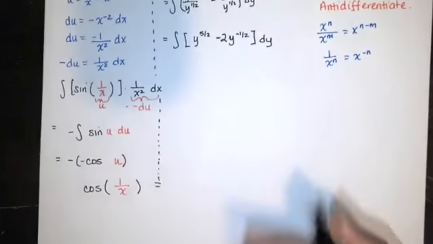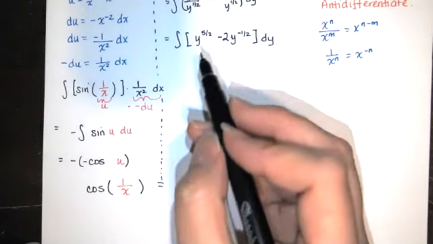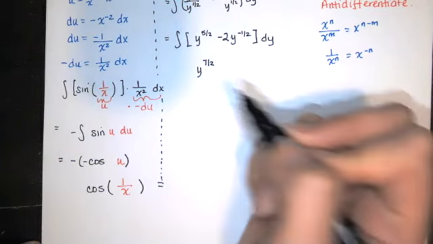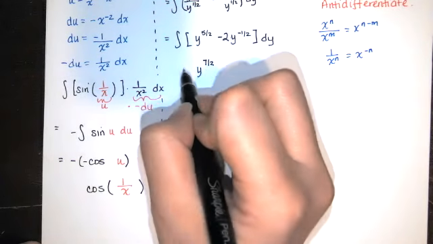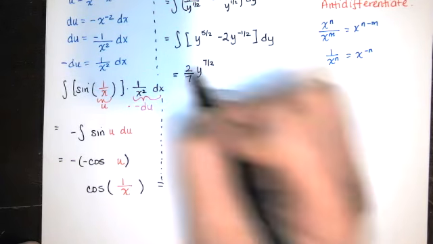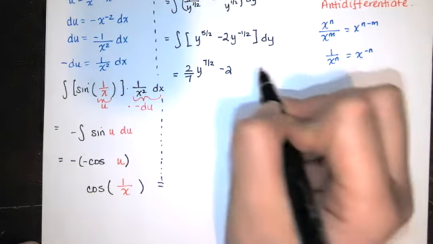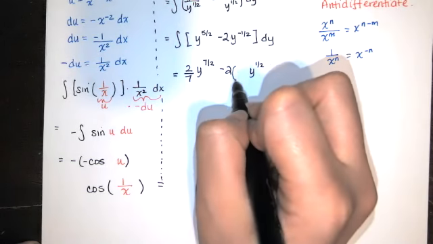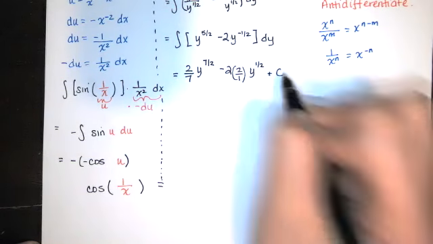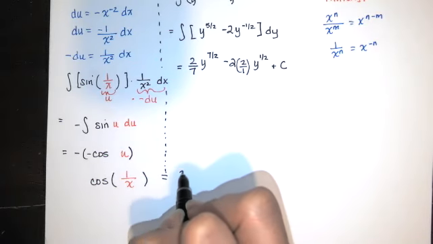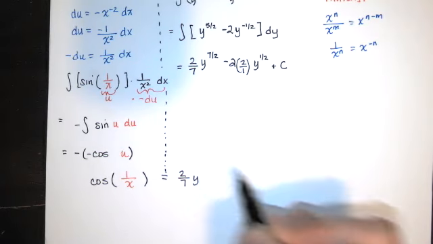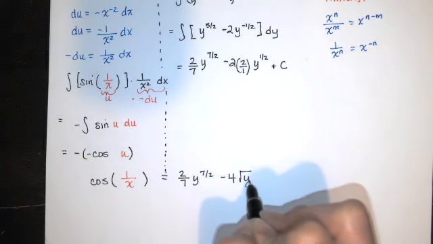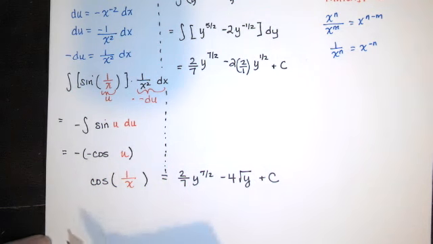And now you can just use the power rule for each of these. You want to add 1 to the exponent, so add 2 over 2, and then divide by the new exponent. Dividing by a fraction is the same as multiplying by the reciprocal. Then here, bring the negative 2 down. Then you want to add 1 to the exponent and then divide by the new exponent. Dividing by 1/2 is the same as multiplying by 2 over 1. Don't forget to add c. And so we'll have 2 over 7 times y to the 7/2, minus 4 times y to the 1/2, or square root of y, plus c.